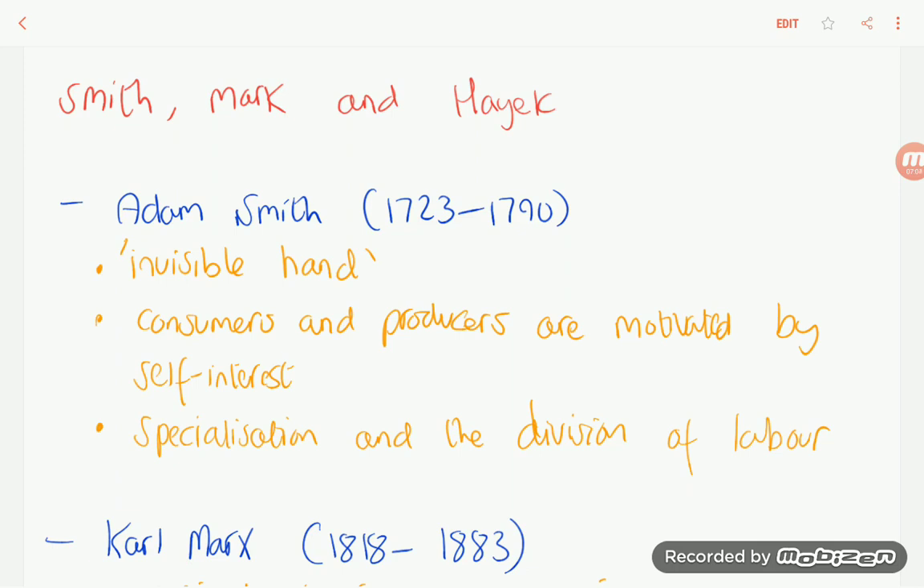This little point about the low barriers to entry to maximise competition is discussed in our second year on the course. Smith also wrote about specialisation and the division of labour. We will be returning to this on the AS programme.